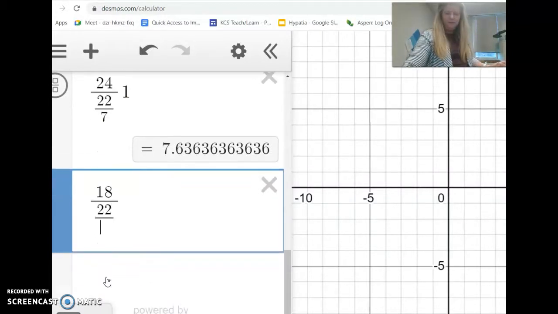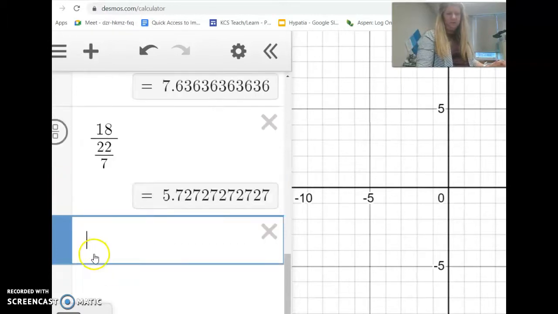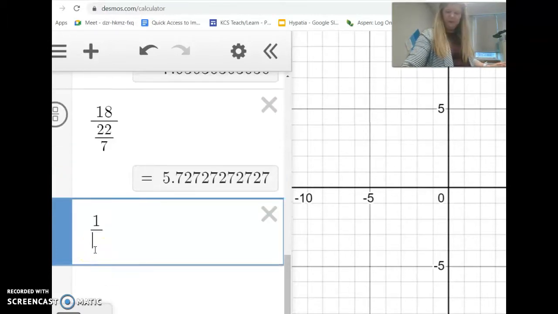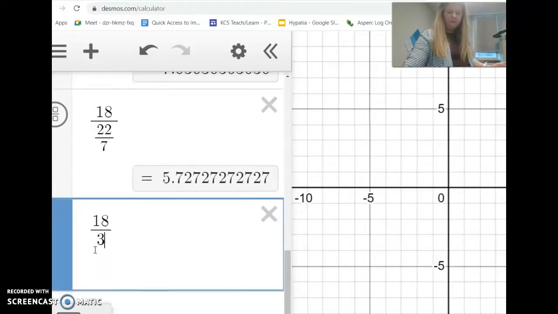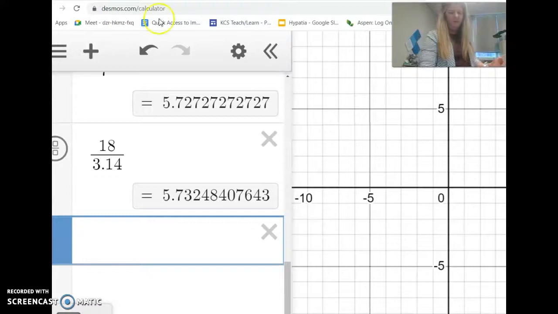18 divided by 22 over 7. That's a repeating decimal. Interesting. 18 divided by 3.14. Okay, again, very similar. I think I'll go with this one, 5 and 73. I'm going to round here, 5 and 73 hundredths.